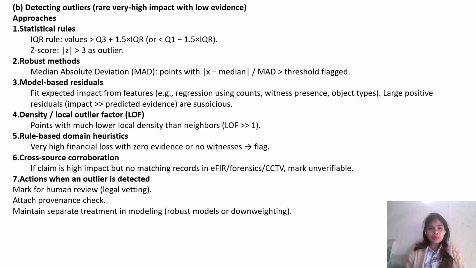Fifth, rule-based domain checks: very high financial loss with zero evidence or no witnesses. Sixth, cross-source corroboration: if a claim is high impact but there are no matching records in the FIR, or forensic CCTV, mark it as suspicious. Seventh, action when an outlier is detected: mark for human review, attach provenance check, and maintain separate treatment in modeling.